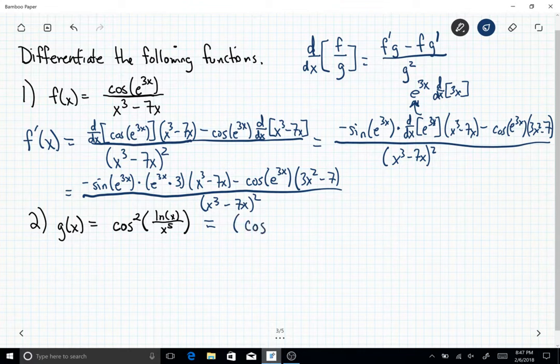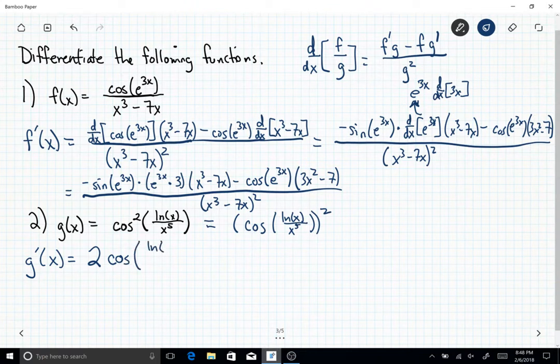To help us out first, we'll rewrite this. This is cosine of natural log of x over x to the 5th. Don't let your eyes fool you, that's a 5. And then we're taking that whole thing and squaring. So we're back to the power rule first. So this becomes 2 cosine of natural log of x over x to the 5th raised to the first power. I'll put it in there now, but it won't make much of a difference in terms of what happens. And then times the derivative of the interior function, which is cosine of natural log of x over x to the 5th.